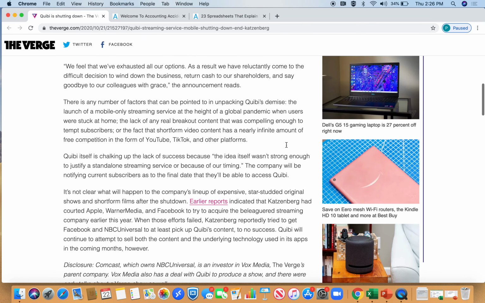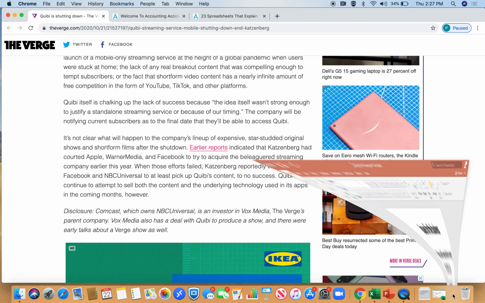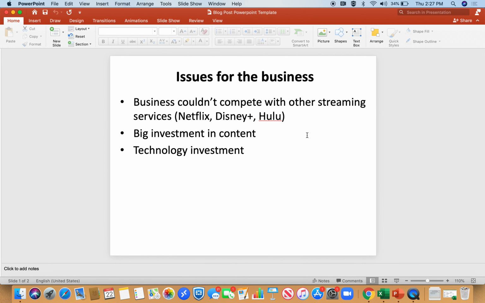Now, what's important to know for this discussion is that there were two big assets that Quibi invested in. They invested heavily in content. They were trying to drive people to their content and the underlying technology used in its mobile app. So they made a big technology investment. So the challenges for the business were the business couldn't compete with other streaming services like Netflix and Disney Plus. They made a big investment into content and they made a technology investment.